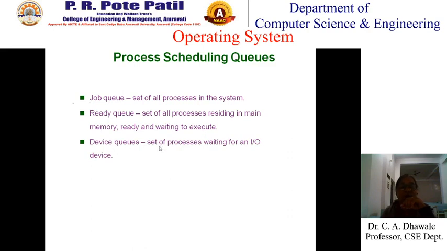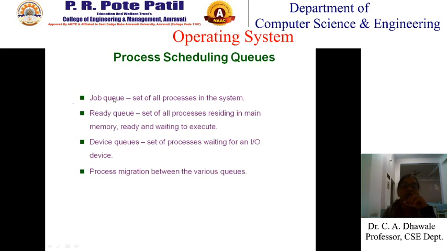Device queue means whenever a process has to perform an IO operation, it will also be kept in a queue. That is, if two processes are waiting for the printer, then those two processes will be in the printer queue. That is the set of processes waiting for the IO devices. And the processes migrate from one queue to another.